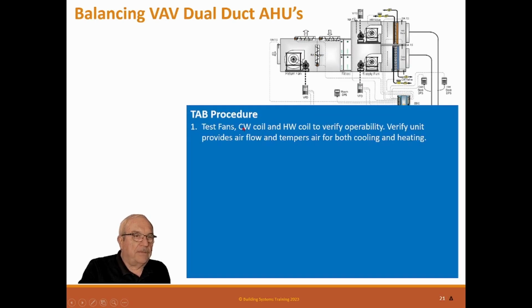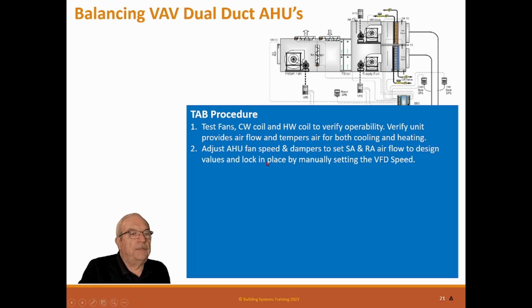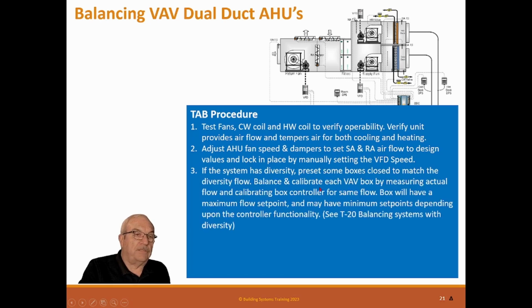So how do we TAB this room? Test the fan, chilled water coil, and hot water coil to verify operability. Verify the unit provides airflow and temperatures for both cooling and heating. Adjust the air handler speed and dampers to set the supply and return airflows to design values and lock in place by manually setting the VFD speed.